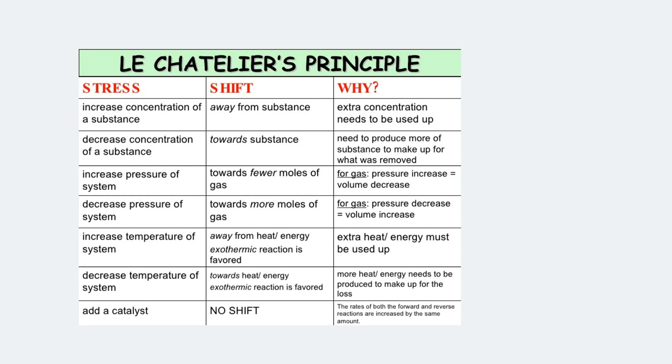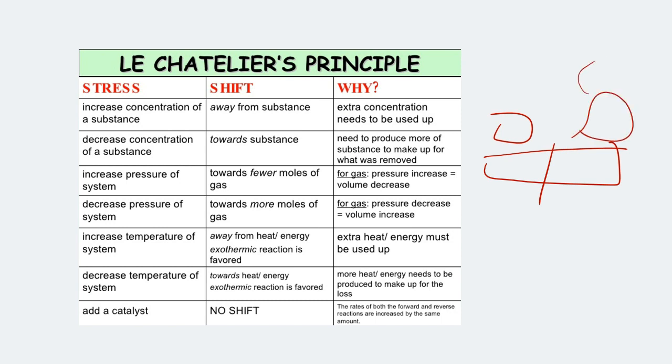because it's like a teeter-totter. In a teeter-totter, when you put one stuff on one side, in order to balance it with another, you're going to put the stuff that you're shifting onto the side that doesn't have enough weight, to make that teeter-totter level. So that's the reason why you're shifting it away from the substance. That's the way I think about it. It's a balance game for me. And why? Because extra concentration needs to be used up.